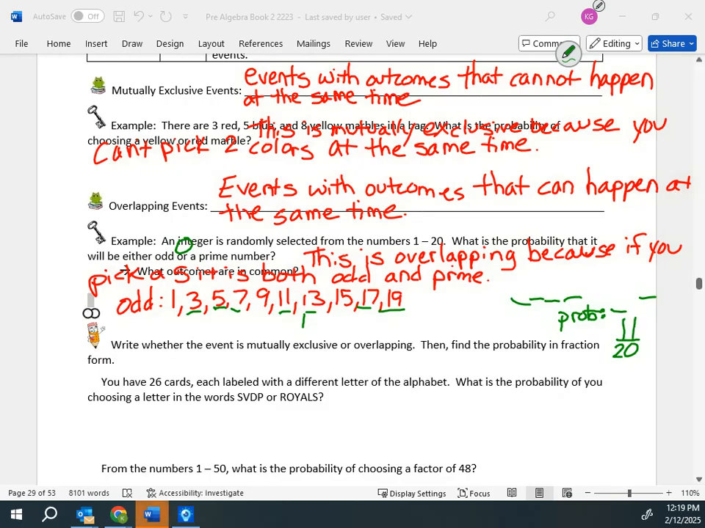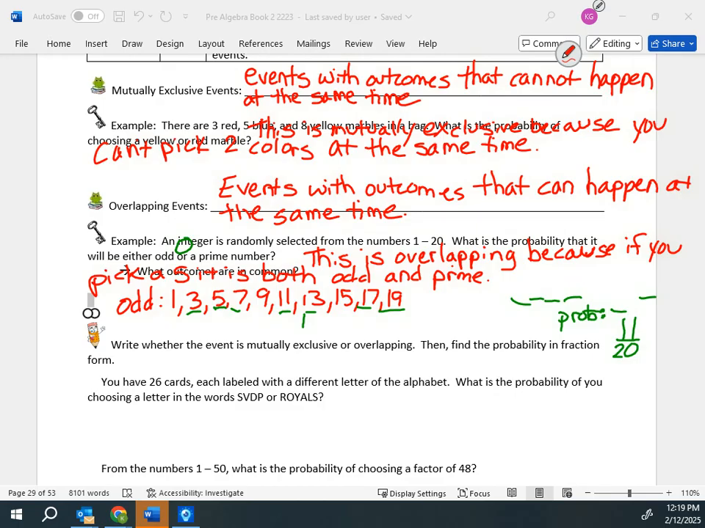So if you counted up all of the odds, and then whichever primes did not overlap with the odds, you added to it, but you can't count the 3 times, right? So you counted up the odd numbers, you counted up the primes that didn't overlap, and we ended with 11 possible successful outcomes. Does that make sense? So you don't just count the overlap. You count overlaps, you can only count once. So we counted our odds.